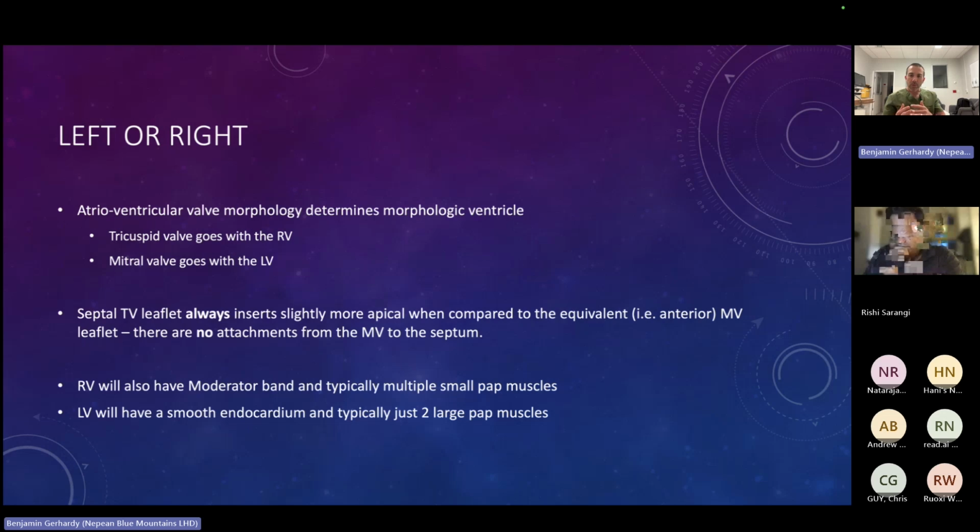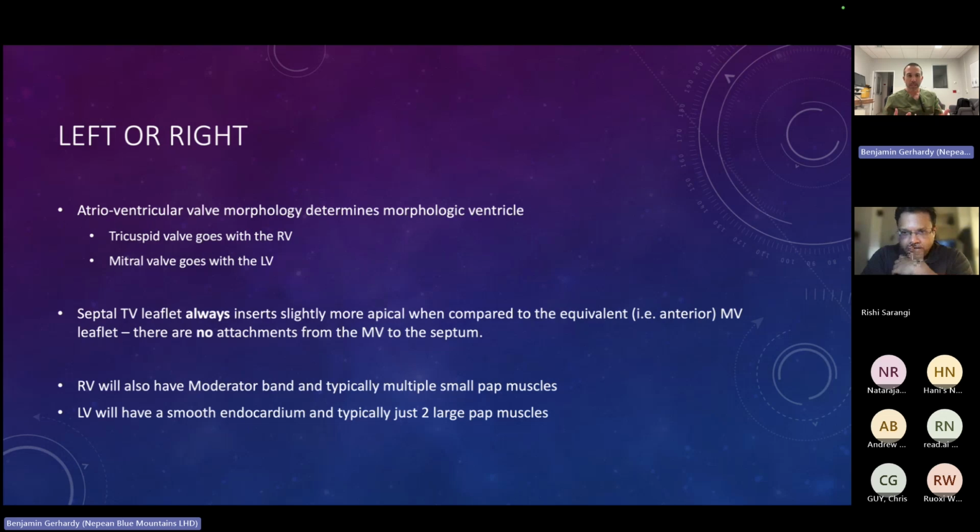You then go to what are the valves and what are the ventricles. The tricuspid valve is the valve that's associated with the right ventricle. So if you can identify the tricuspid valve, then you know what the right ventricle is. So you can go, all right, here's my IVC. What that's connected to is my right atrium, irrespective of what side of the patient it's on. Then you've got your tricuspid valve, and that's connected to your right ventricle, irrespective of what side of the patient things are on. Mitral valve goes to the left ventricle. So you want to identify the patient's tricuspid valve. The septal leaflet will always attach more towards the apex of the heart in the tricuspid valve, and there's no attachment from the mitral valve to the septum itself.